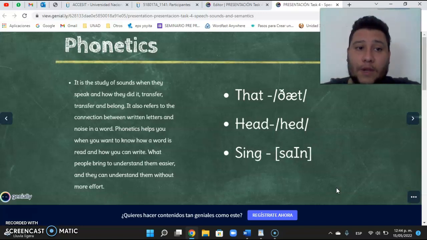So, the meaning of phonetics is the study of sounds when they speak and how they are produced and transferred. It also refers to the connection between the written letter and the sound in a word. Phonetics helps you when you want to know how a word is read and how you can write what people say, to understand them easier and without more effort. For example, that, head, and sing.